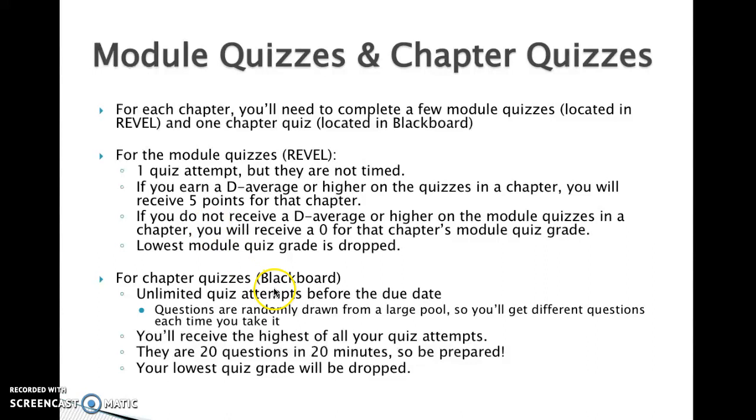For the chapter quizzes, you have unlimited attempts before the due date, and the questions are randomly drawn from a large pool. So if you sit there and take it 20 times, you'll get different questions in a different order each time that you take it. You'll receive the highest of all of your quiz attempts, and there are 20 questions in 20 minutes. So that's really quick.